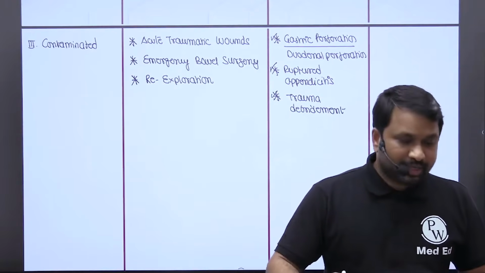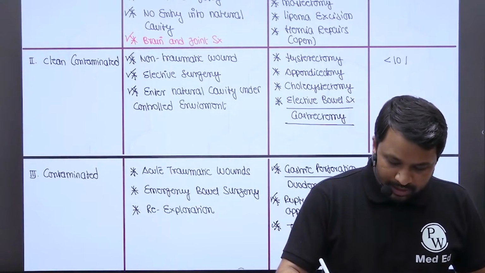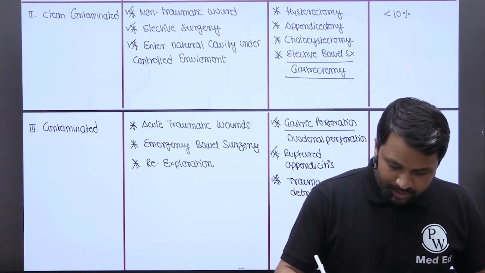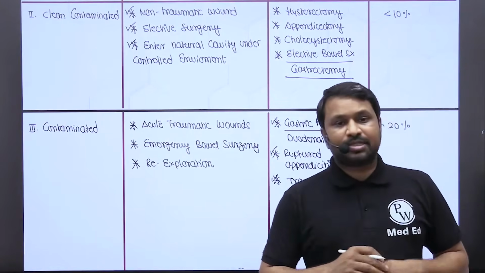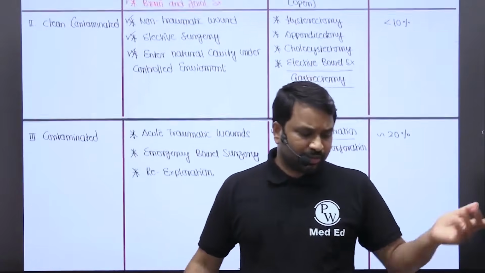Remember the probability of a surgical site infection. Now in a clean wound, it is usually less than 10%. And in contaminated wounds, it is approximately 20%. So it is almost double this probability of surgical site infection when you go from clean contaminated to contaminated.